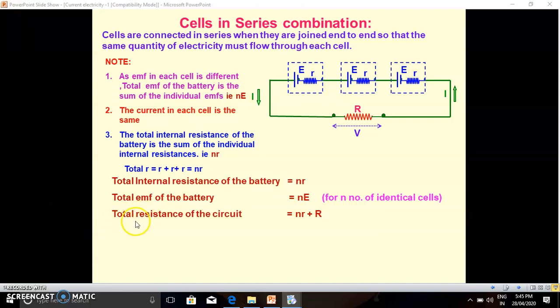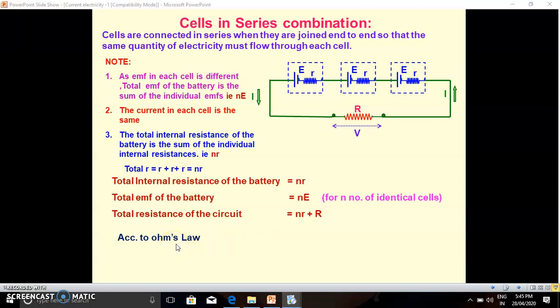Then we have to calculate the total resistance of this circuit. The total resistance of the circuit is external resistance plus total internal resistance. The external resistance of this battery is R, isn't it? And the total internal resistance is nr. So the total resistance of the circuit is external resistance plus internal resistance, so we can write nr plus capital R.